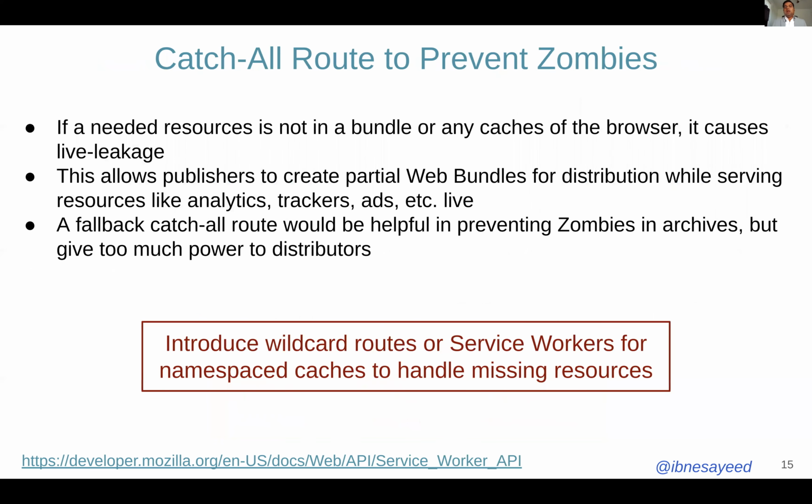One more problem we see is catch-all route to prevent zombies. So what happens is bundles, if they do not have a resource that is needed by a web page, they will go and try to fetch from the live side, and we do not want this. So one way to do this would be to introduce wildcard routes or a service worker for namespace caches to handle missing resources. However, these are not something that are implemented yet. There are some other means they are exploring to handle some of these situations.